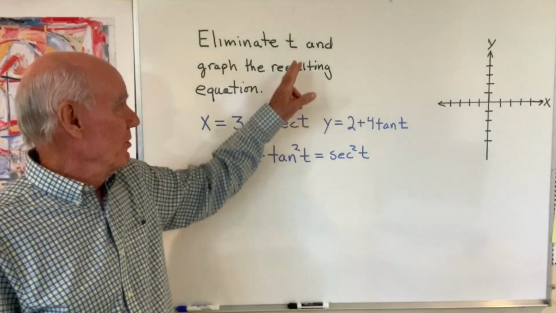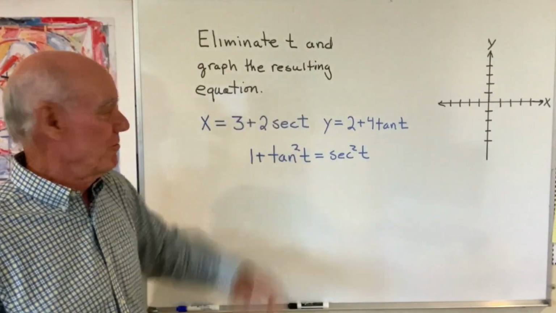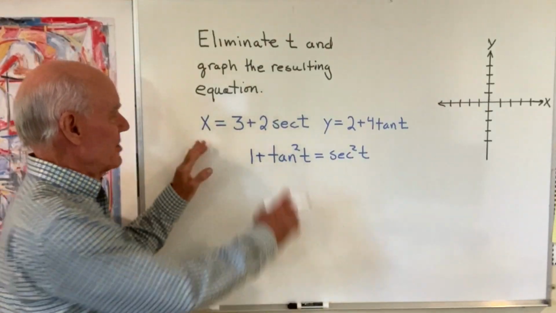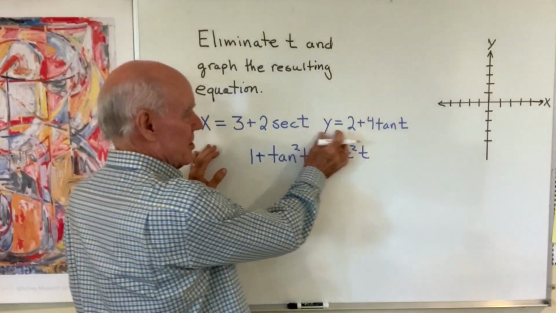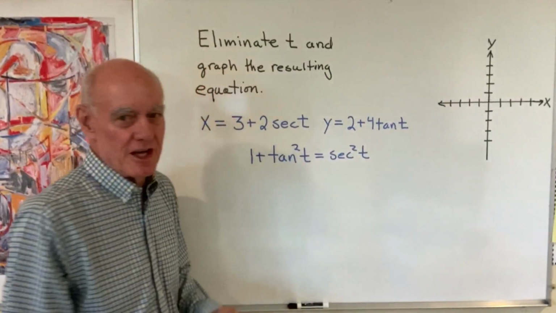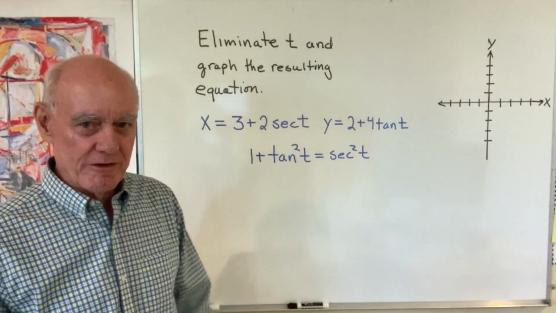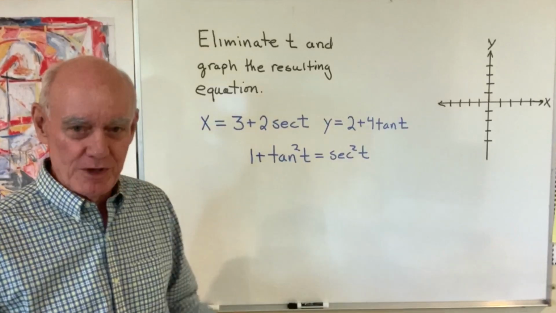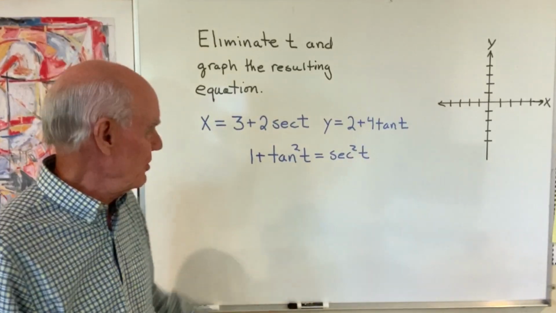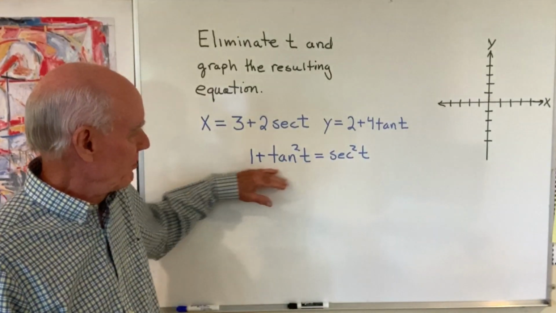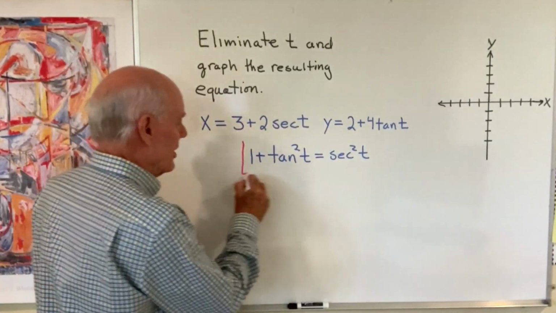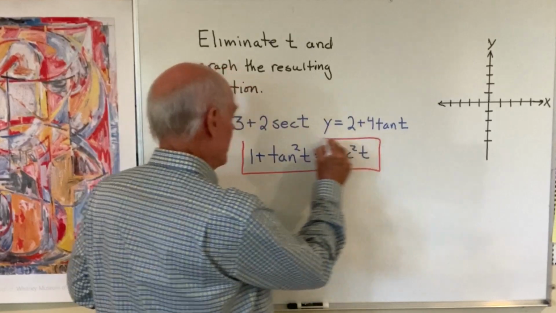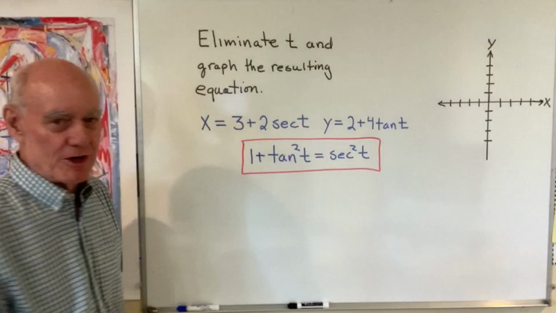Okay, again, we want to eliminate the parameter t and then graph the resulting equation. This time we have x equal 3 plus 2 secant t, and y is equal to 2 plus 4 times tangent t. So we're going to need one of our Pythagorean identities again that relate tangent and secant to each other, and it's this one. 1 plus tangent squared is equal to secant squared. So we have to know this right here in order to eliminate the parameter t.